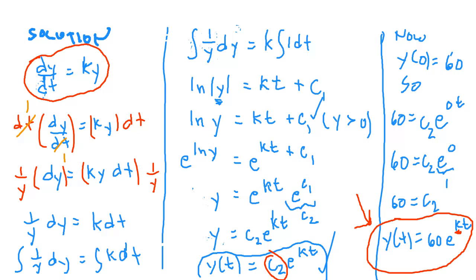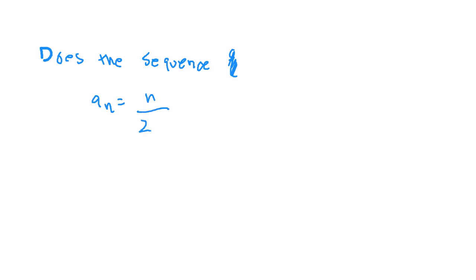Okay, and let me clear this. Okay, so next question I want to ask here is, does the sequence given by this formula, a sub n equals n over 2 times n plus 1, does this sequence converge? Does it converge or diverge?